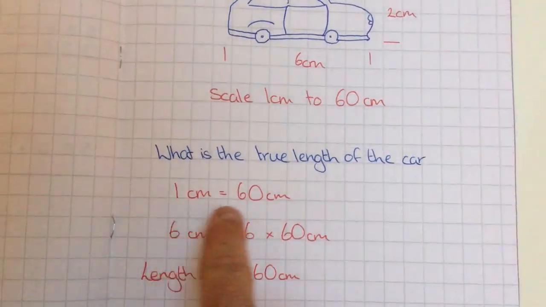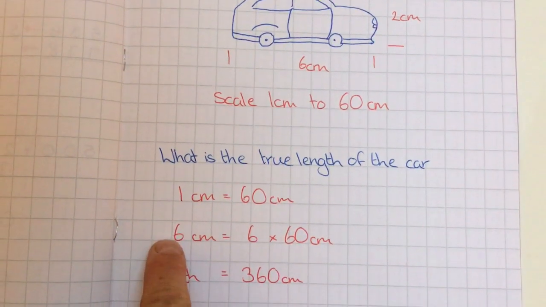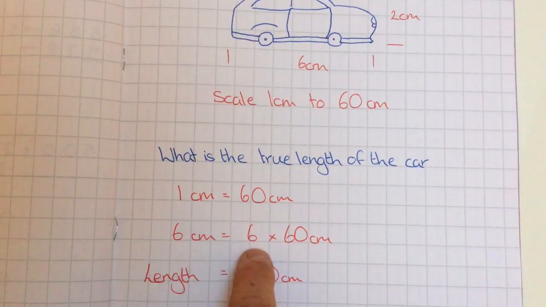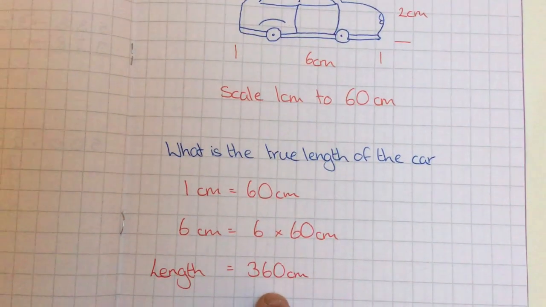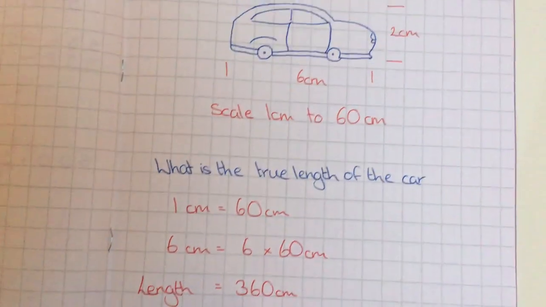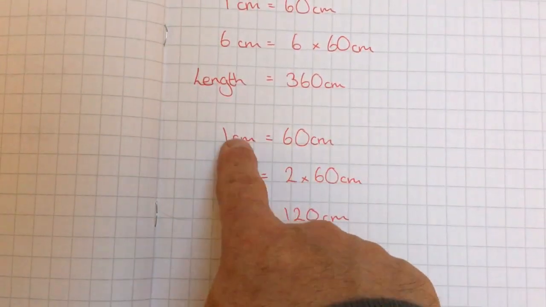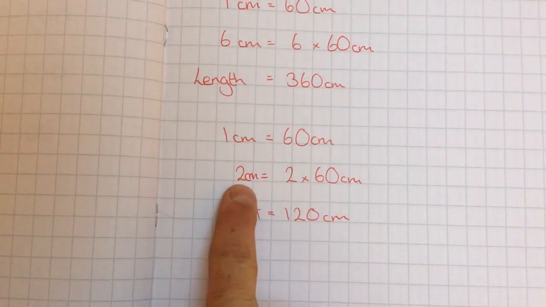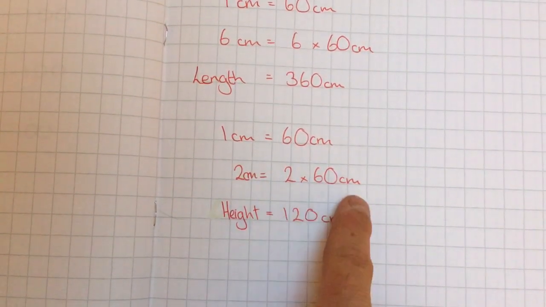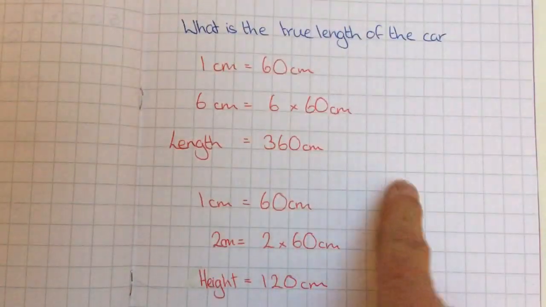So for every centimetre that we have in the diagram, it's worth 60 centimetres in real life, and the length of the car is 6 centimetres. So it's 6 times 60 centimetres gives us the true length of 360 centimetres. The height is 2 centimetres. So for every centimetre, we're going to have to multiply it by 60, and we've got 2 centimetres in height, so it's 2 times 60, which gives us a real life height of 120 centimetres.